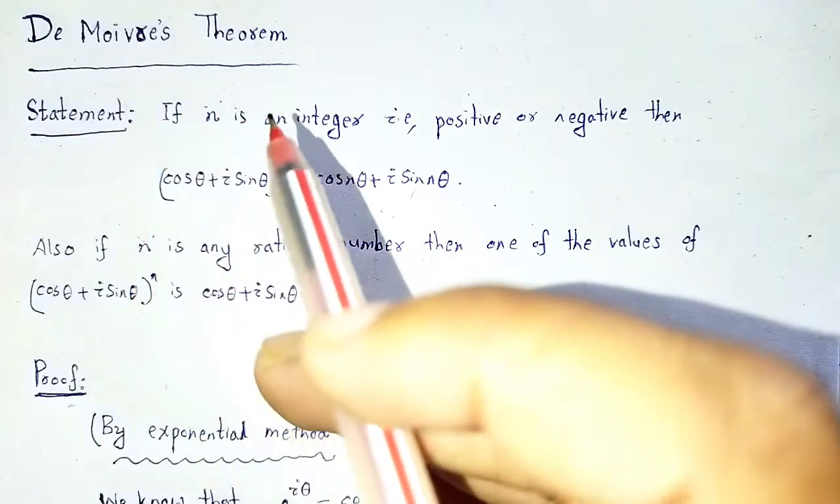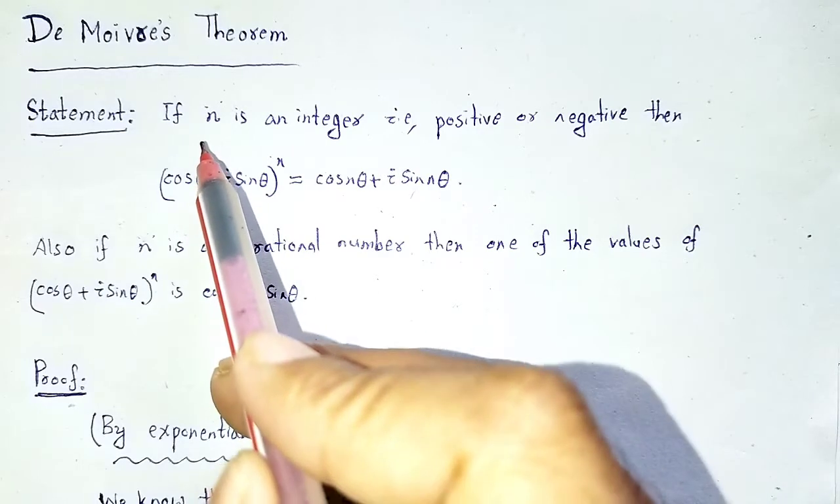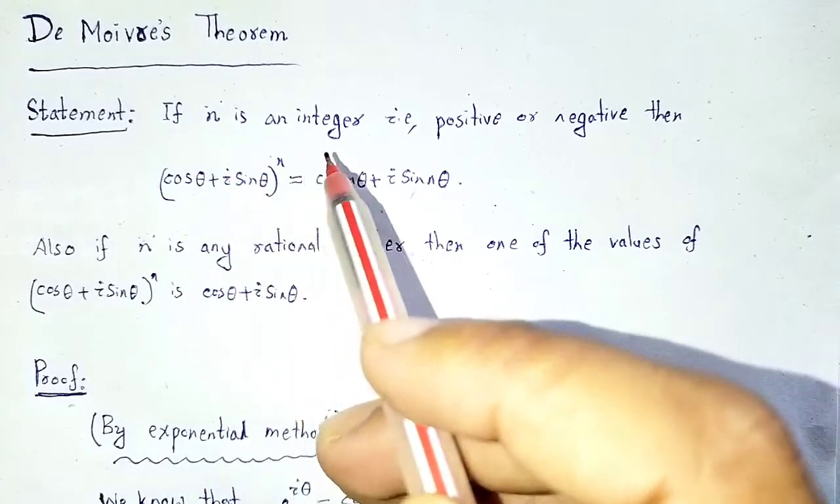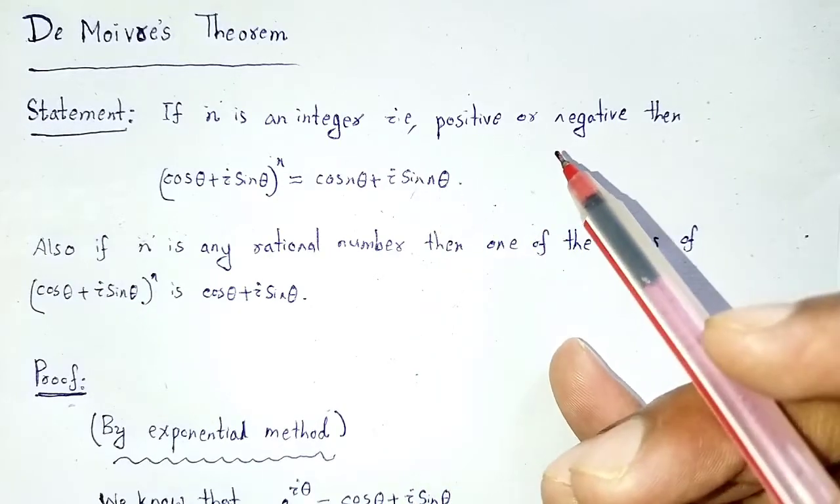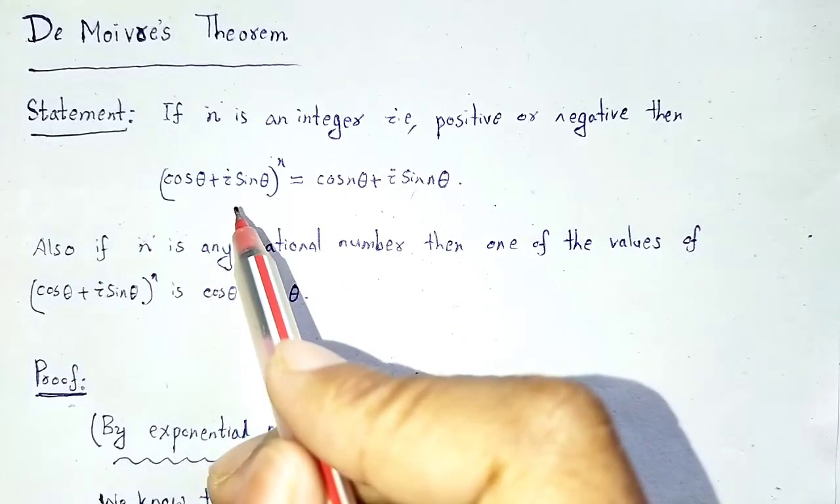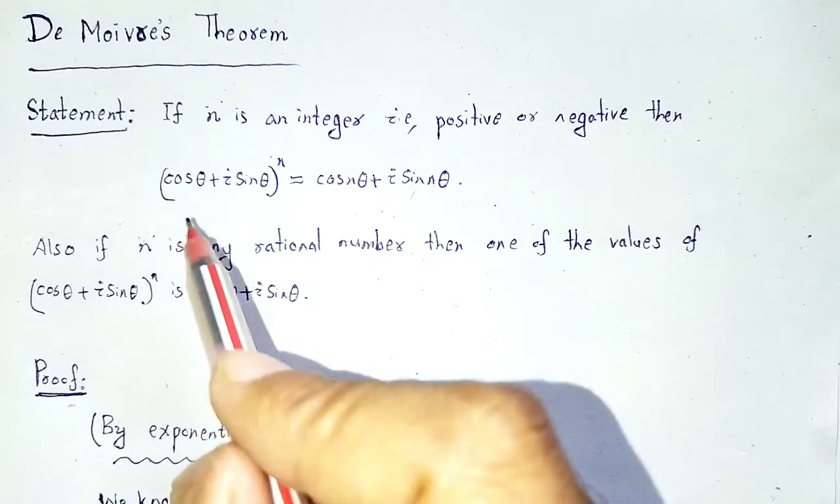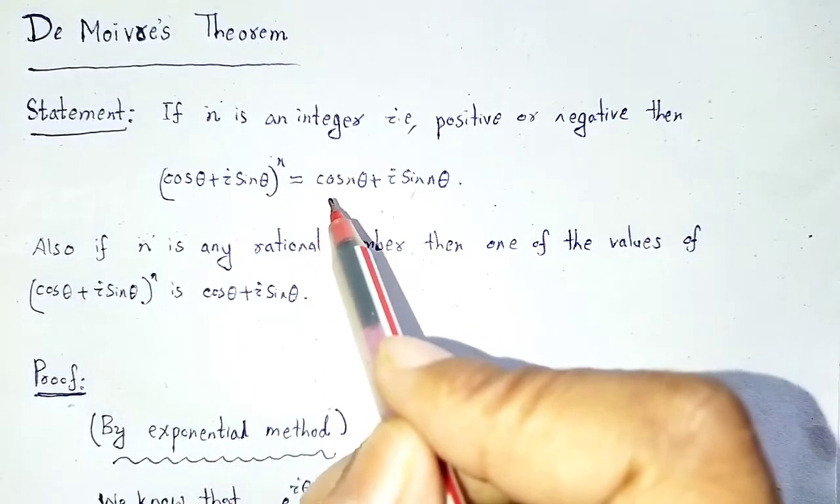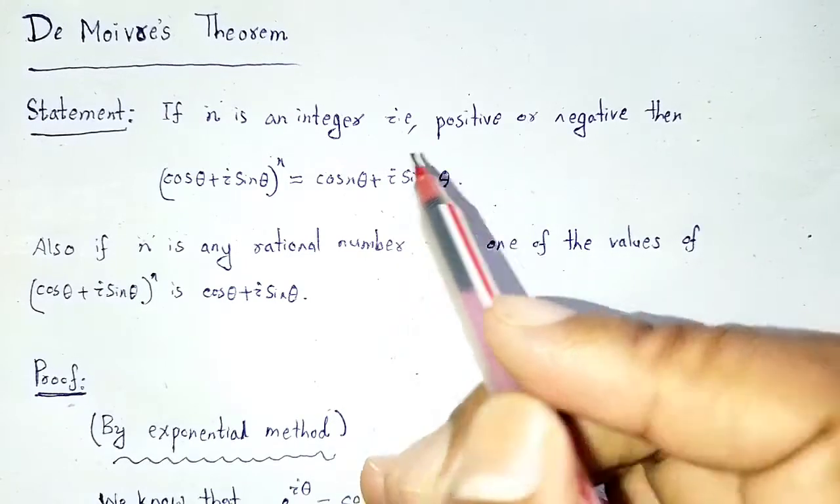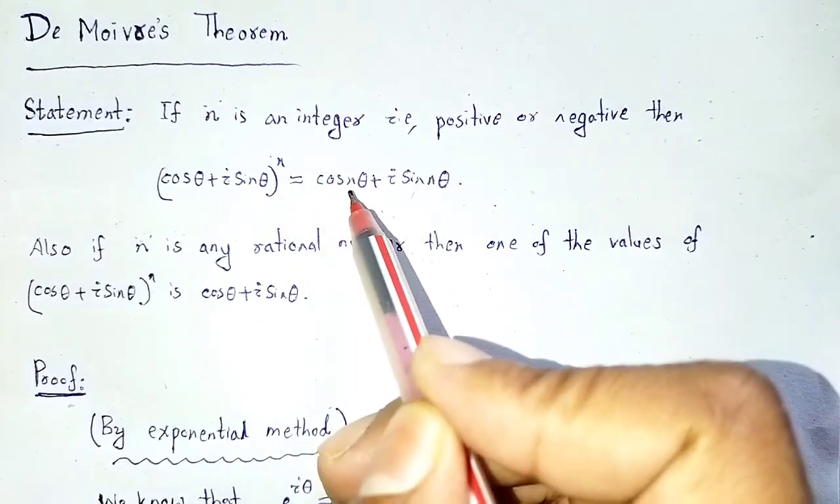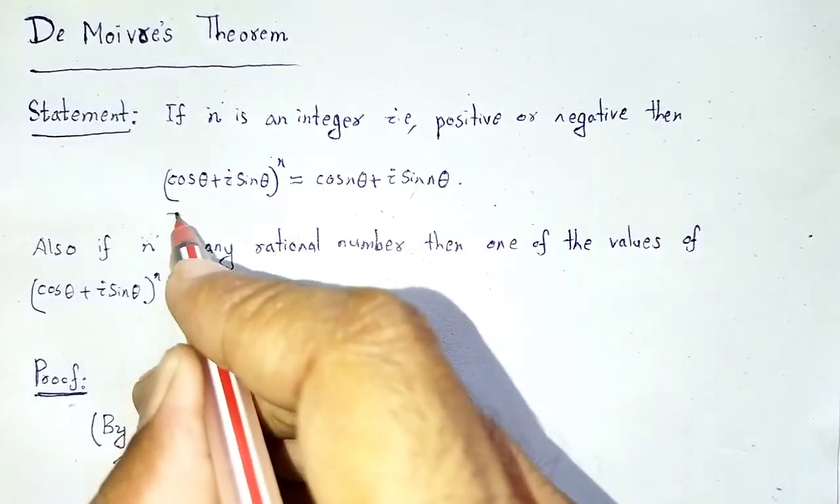Statement of de Moivre's theorem: if n is an integer, either positive or negative, then (cos theta + i sin theta) to the power n is equal to cos n theta + i sin n theta. That power is multiplied to the angle.